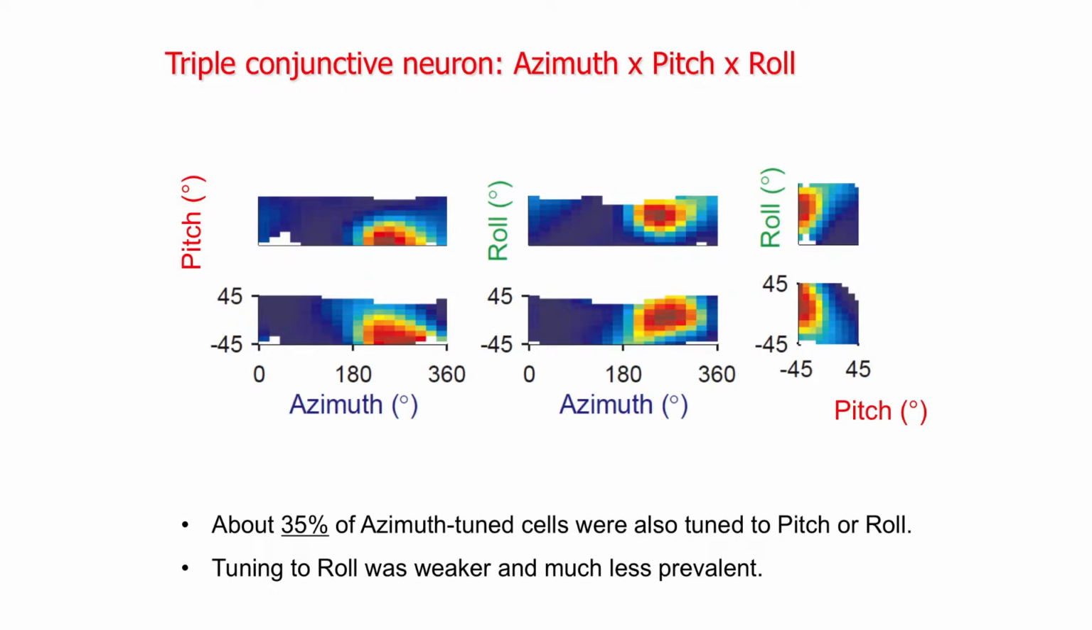like this one. We found that about 35% of the azimuth-tuned cells, the horizontal ones, were also tuned to pitch or roll, primarily to pitch. So the roll tuning was generally much weaker. So these are neurons that are tuned to a particular direction in 3-dimensional space, there or there, etc.